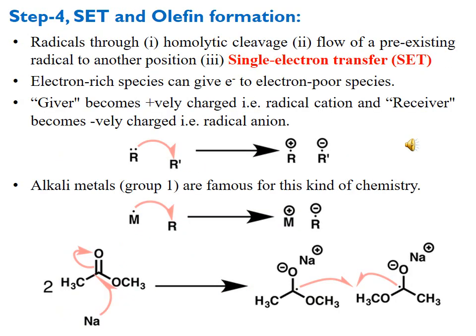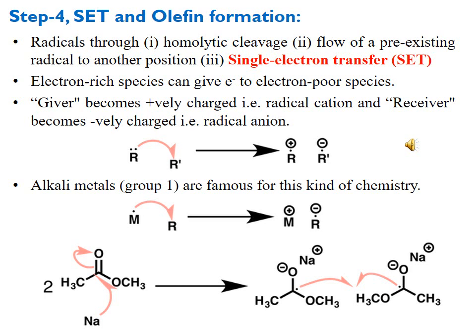The fourth and last step is the olefin formation step through SET. SET means single electron transfer mechanism. As you know, radicals are produced in different reactions by different ways. Number one, through homolytic cleavage. Homolytic cleavage means that the sigma bond is broken in such a way that each combining atom takes away its electron and the bond is broken.